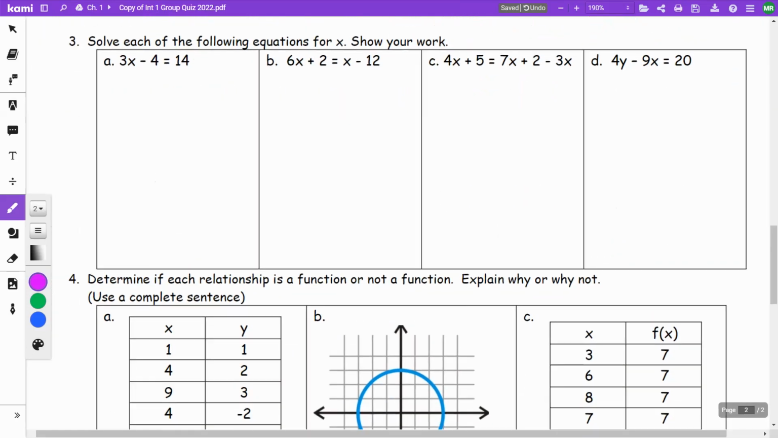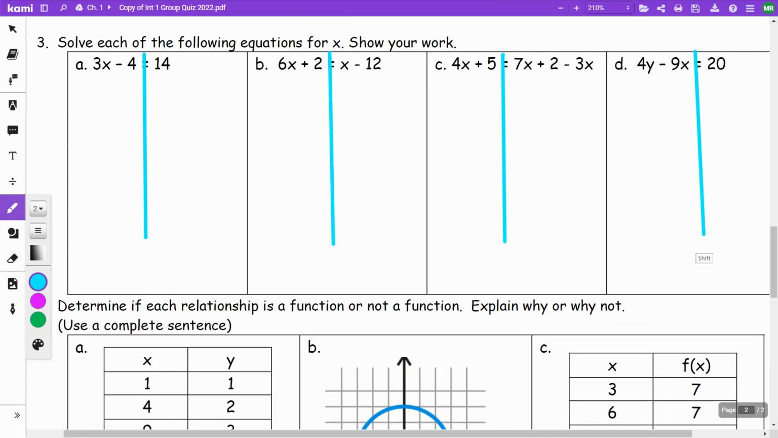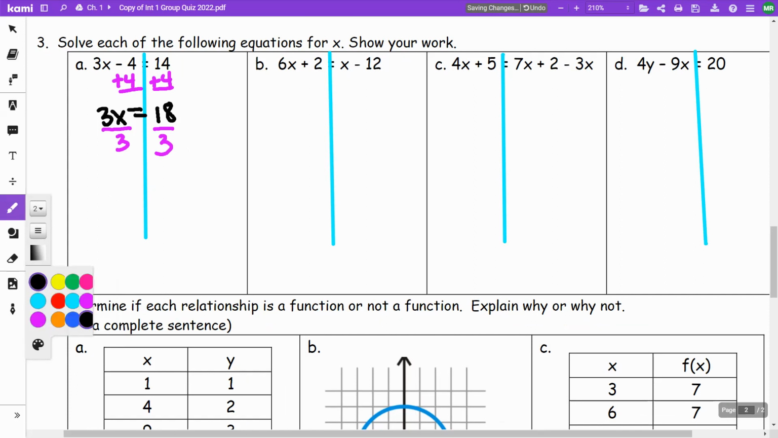On 3, solving equations. Okay, we're not guessing and checking, we're solving equations. So let me just draw a line. Okay. So the first one, I'm going to add 4 to both sides. That's my first step of my 2-step equation. So I'm going to get 3x is equal to 18. I am then going to divide by 3, and I get x equals 6.